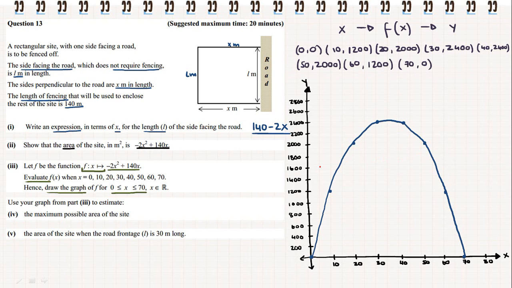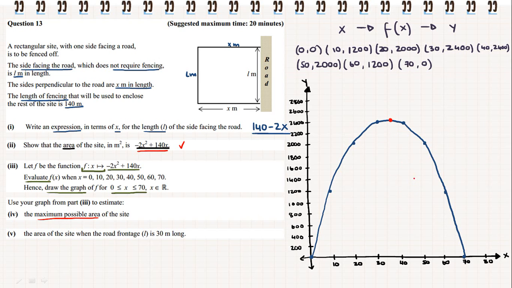Part 4. Use the graph from part 3 to estimate the maximum possible area of the site. What we want to note is that in part 2 we showed that the area of the site is minus 2x squared plus 140x. So that is the function which represents the area. Then we graphed the function. In order to find the maximum possible area of the site, we need to go to the maximum point on the graph. So that is approximately here.